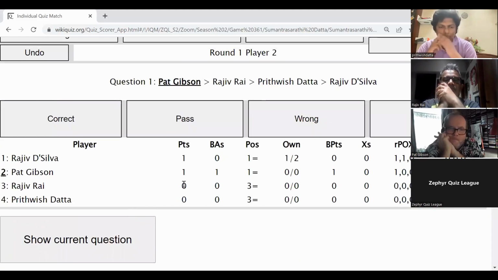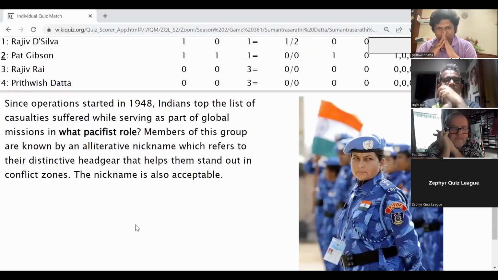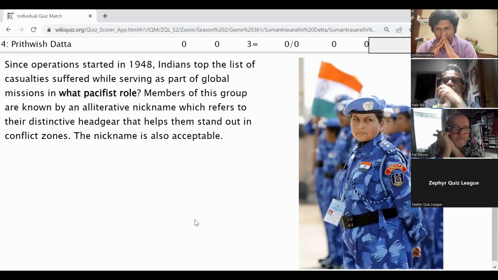So yeah, this will be left at Pat, and these are your directs. Okay. Since operation started in 1948, Indians topped the list of casualties suffered while serving as a part of global missions in what pacifist role? Members of this group are known by an alliterative nickname which refers to their distinctive headgear that helps them stand out in conflict zones. The nickname is also acceptable.